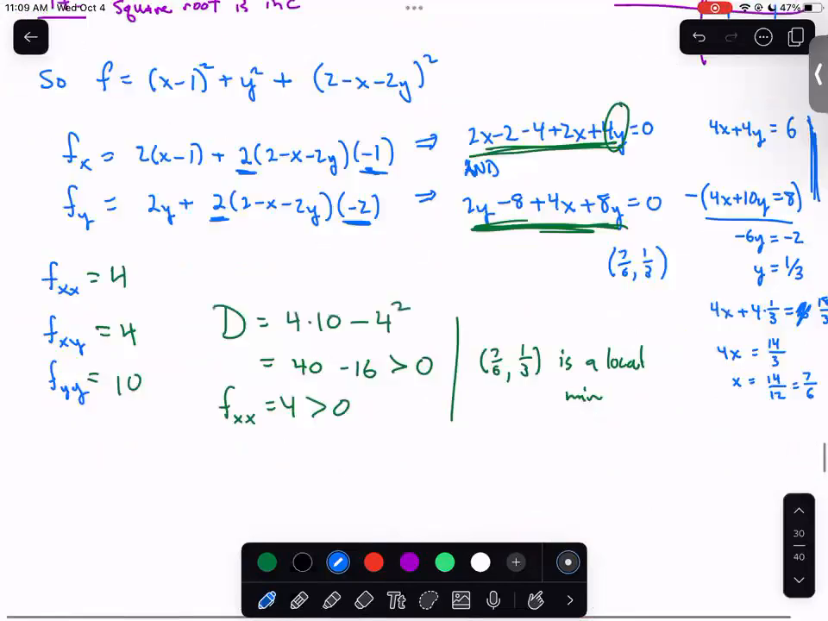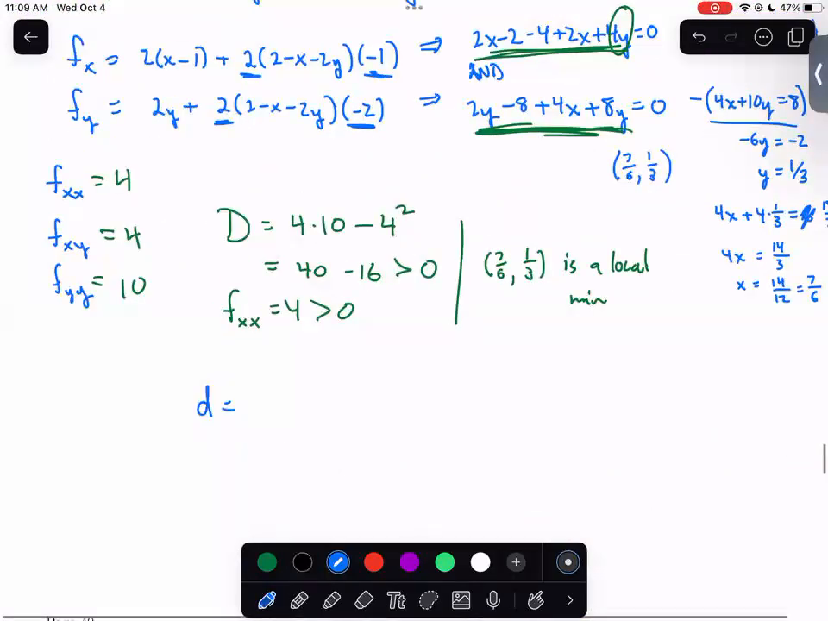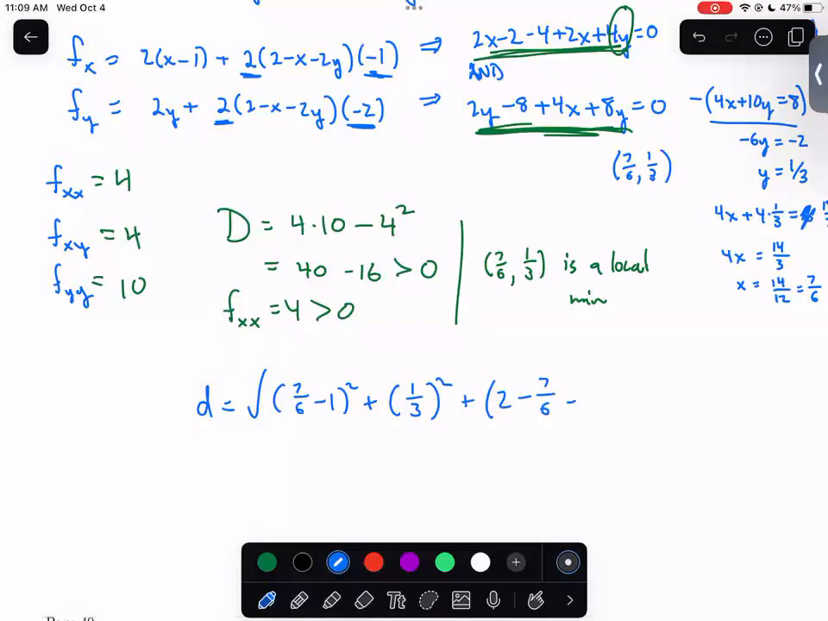So we have the location. Now it's just a matter of plugging this in. So my distance formula was the square root of the quantity x minus 1 squared, plus y minus 0 quantity squared, plus 2 minus x minus 2y quantity squared, all inside of my square root.